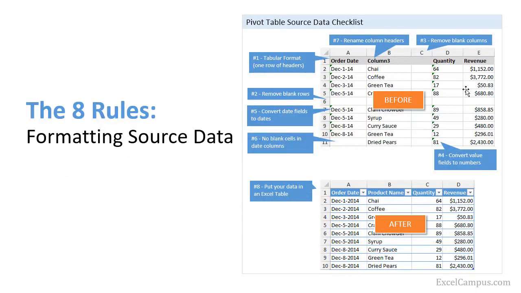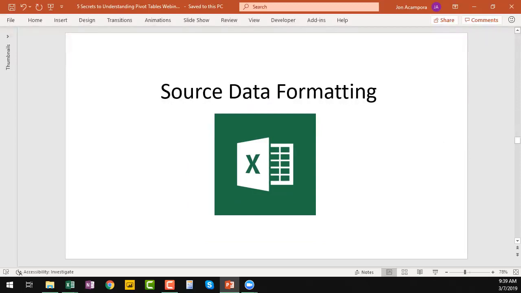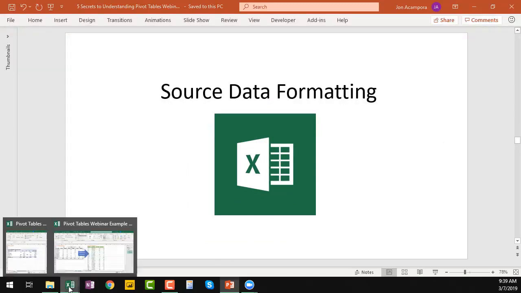So anyways, I have another checklist for you with the 8 rules for formatting your source data. I'm gonna send this to you as well as part of the bonus files. And this just goes over it here. We'll jump into Excel and I'll show a little before and after, but these 8 different rules are for cleaning up your data to get it in the right formatting for use with a pivot table. So I'll jump over to Excel and show that.